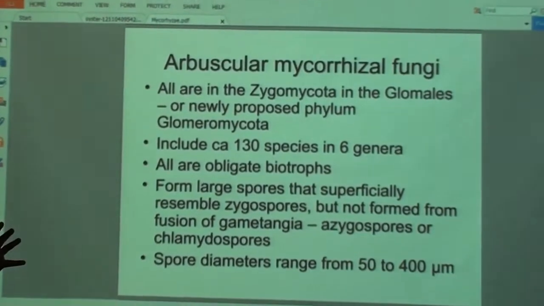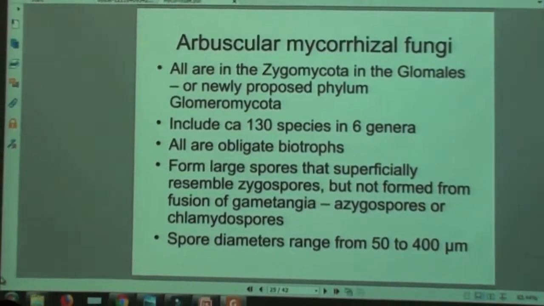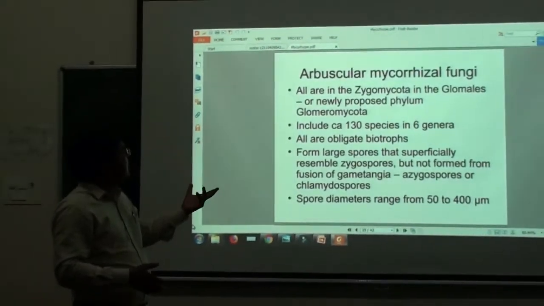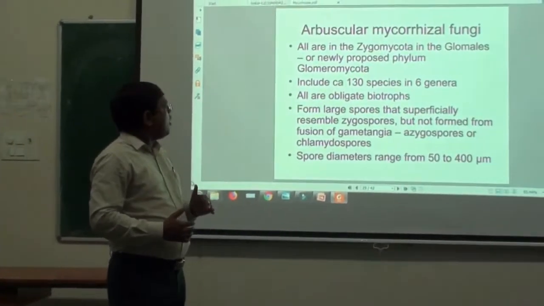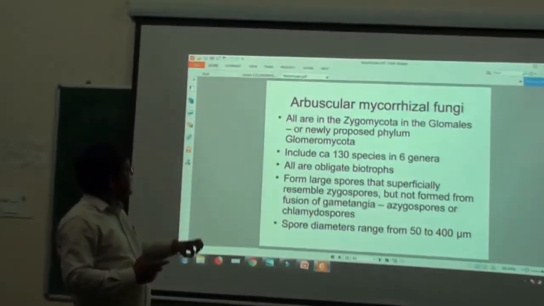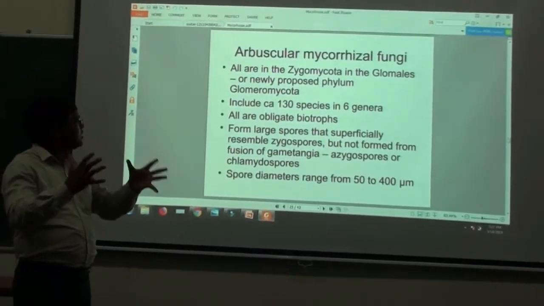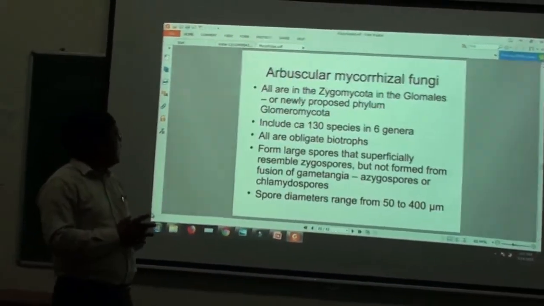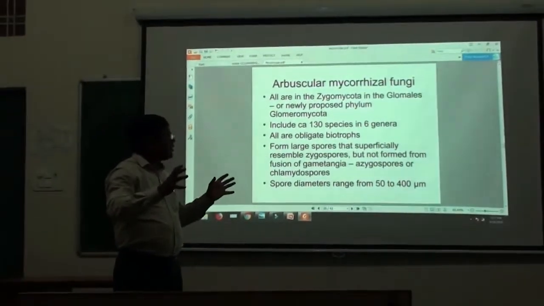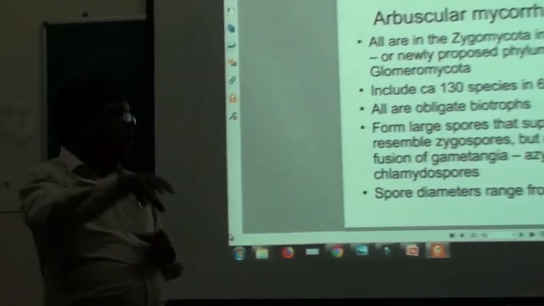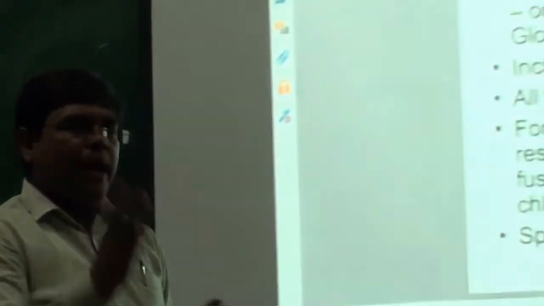In the glomerulus group, newly proposed under the phylum Glomeromycota, this includes 130 species and 6 genera. All are obligate mycorrhizae, and they are concerned with large spores that are specifically resting spores and zygospores. These can be released as zygospores but are not formed from the fusion of gametangia, and are also called azygospores or chlamydospores. When it comes to the spore diameter range of this particular arbuscular mycorrhizae, it is about 50 to 400 micrometers.